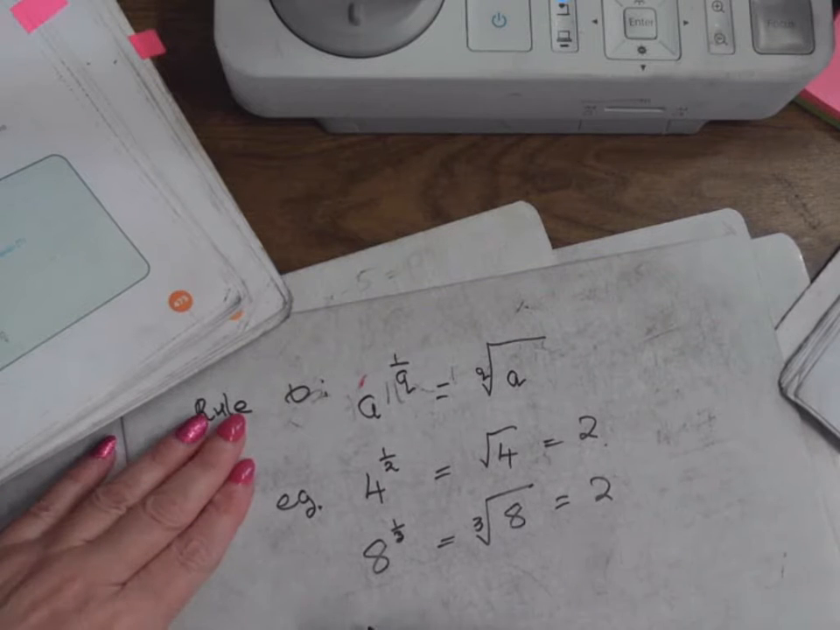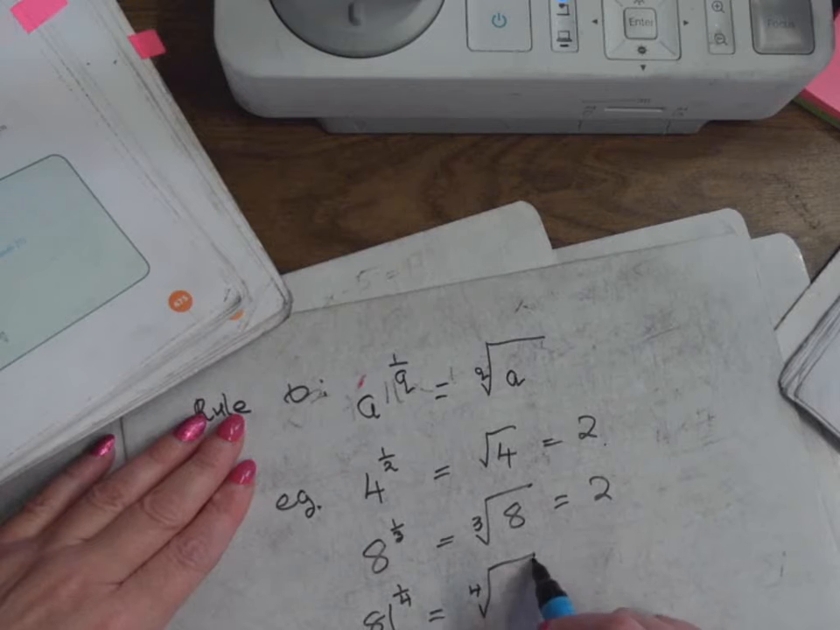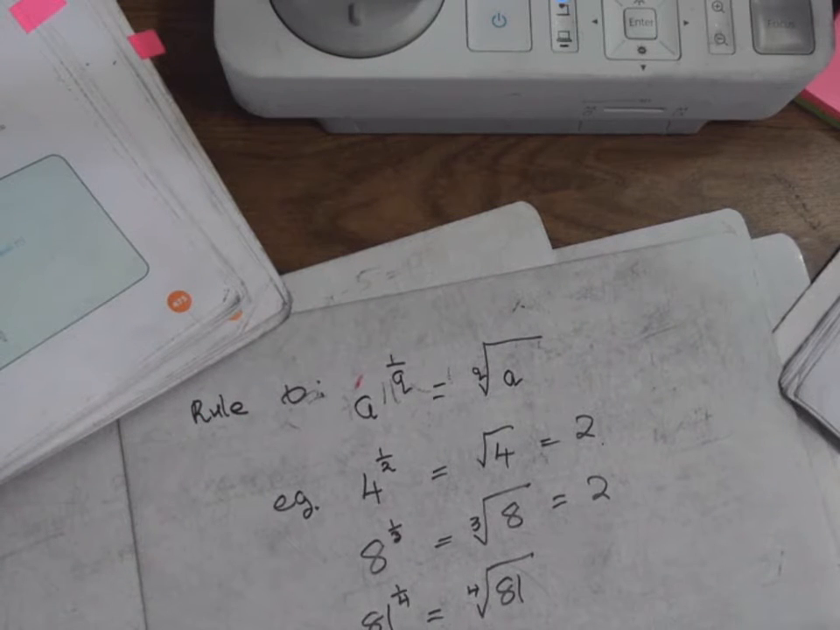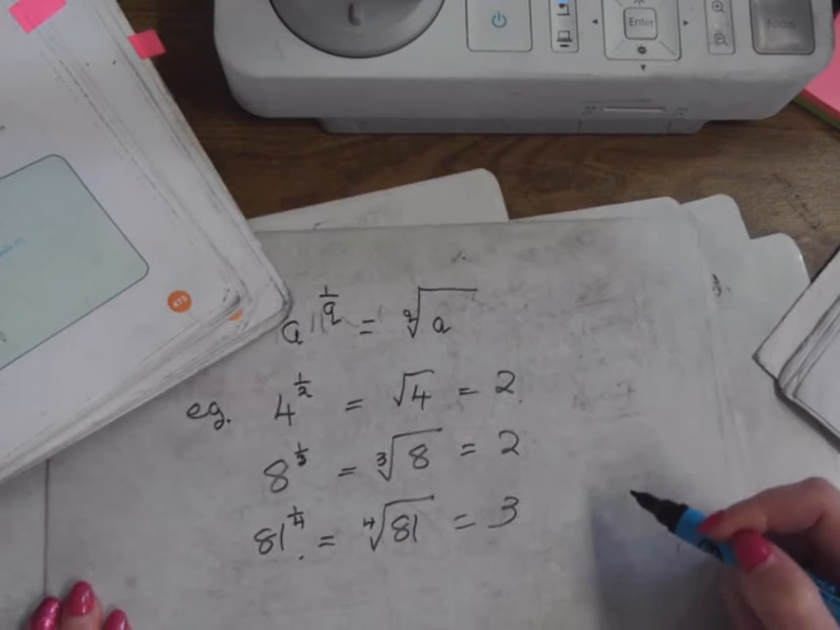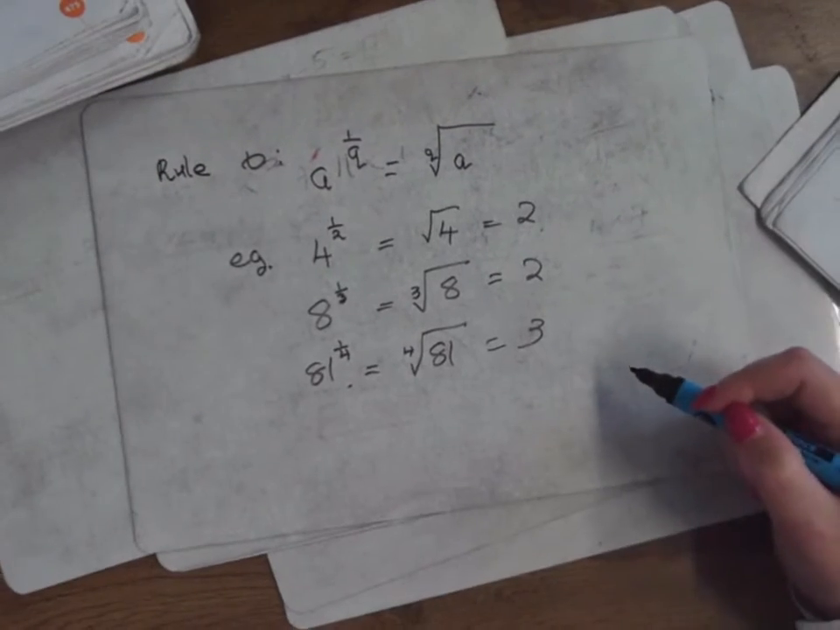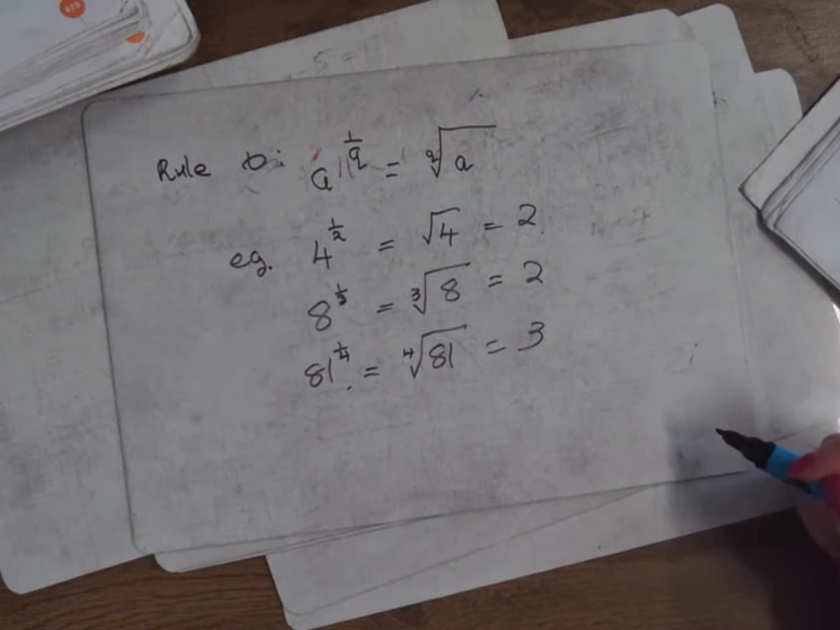Is that okay? If I have 81 to the power of a quarter, that's the 4th root of 81. It means what number by itself 4 times will give me 81, and the answer is 3. 3 by 3 is 9, by 3 is 27, by 3 is 81. Is that okay? Right, so that's rule number 6. Okay?